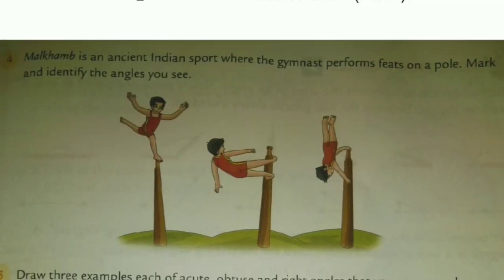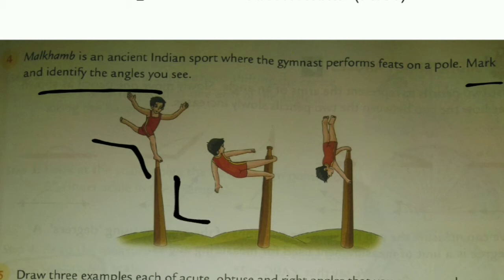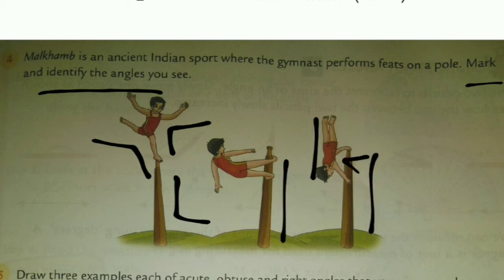Next, again the same thing. In this also we have to mark and identify the angle you see. This one is obtuse angle, this one showing right angle. Okay, in this one showing obtuse angle, this one showing straight angle, this showing straight angle. Okay, this one showing acute angle, this was showing obtuse angle.